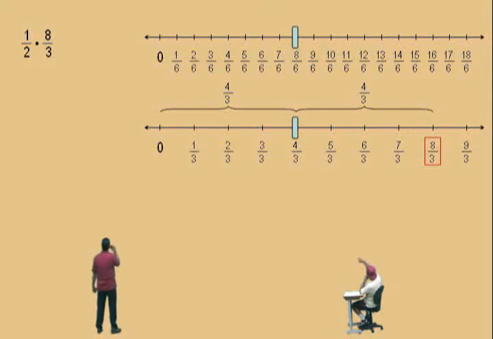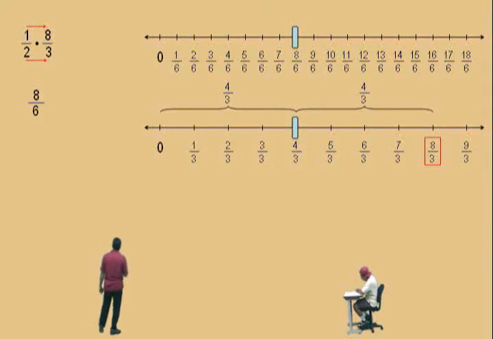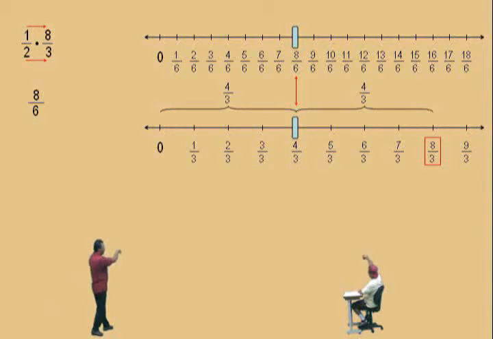All right, let's do the arithmetic now. We multiply straight across the top, straight across the bottom. And notice, what's 1 times 8, Charlie? 8. And what's 2 times 3? 6. We get 6. So we have 8/6. Well, look at your number lines here. 8/6 reduces to what? 4/3.